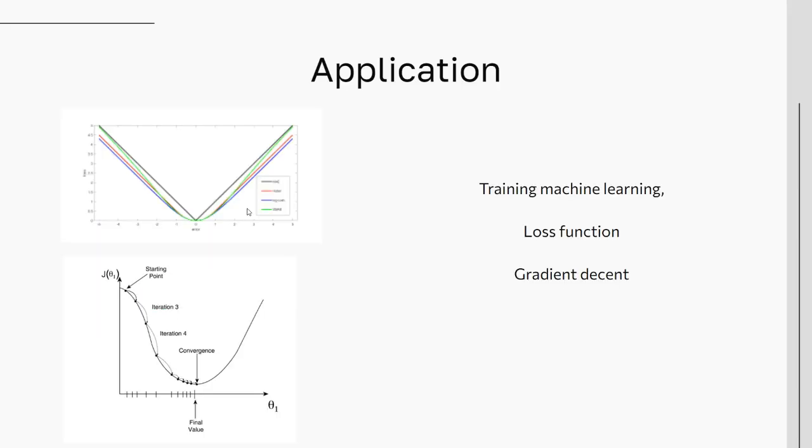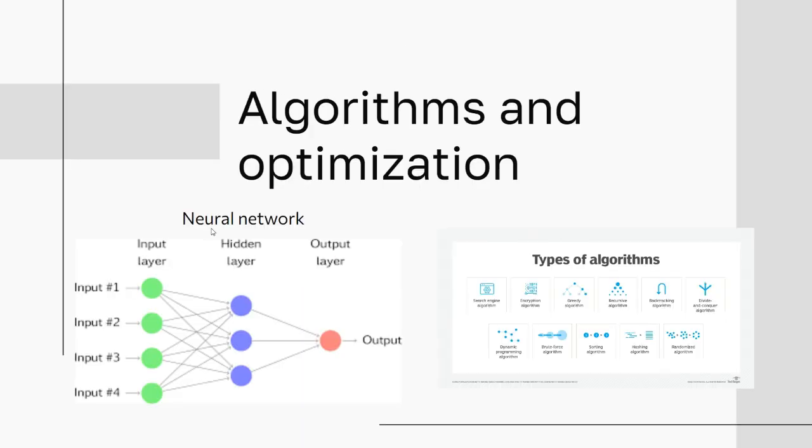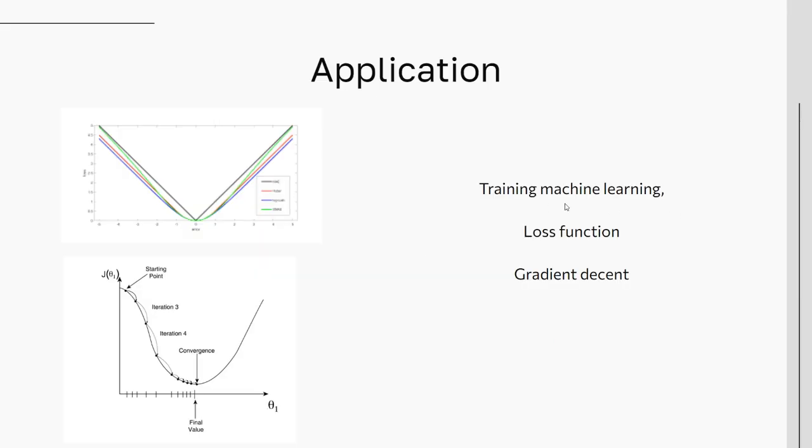In its application, optimization is used in training machine learning, as we saw earlier with the neural network. This is utilized for machine learning. So, for example, let's say we're training an algorithm to discern a cat from a dog or a car from a bike, and we're in its training phase.